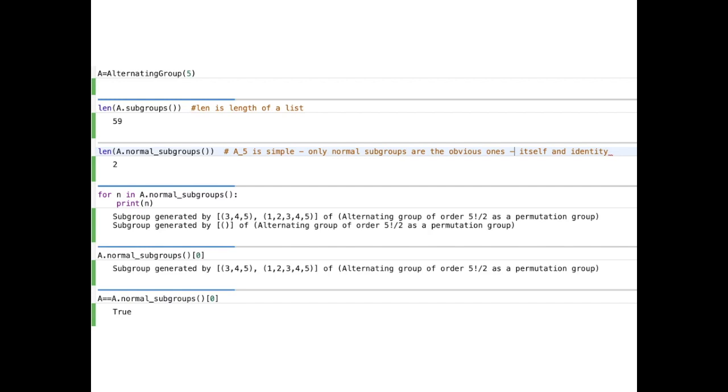But how many of these are normal? It turns out that when you do A.normal_subgroups, it will return the list of normal subgroups. I asked for the length, and it's only 2. And so that means that A_5 is simple. The only normal subgroups are the two obvious ones.